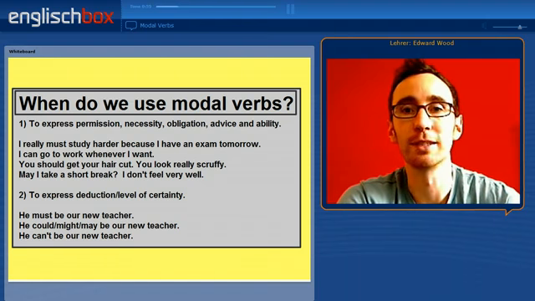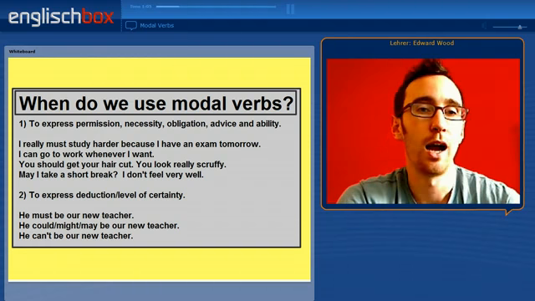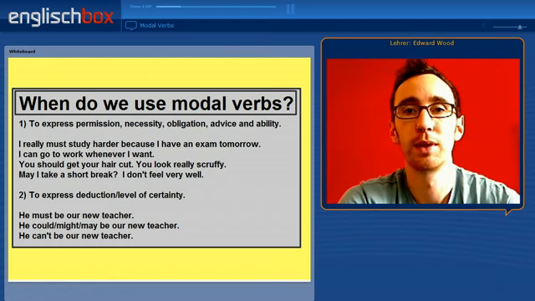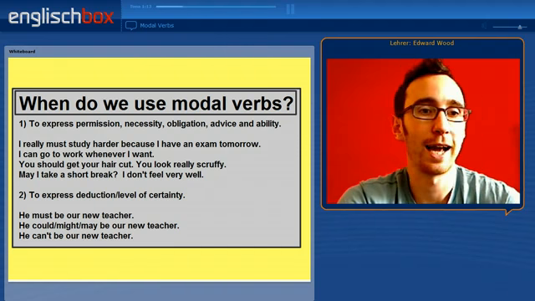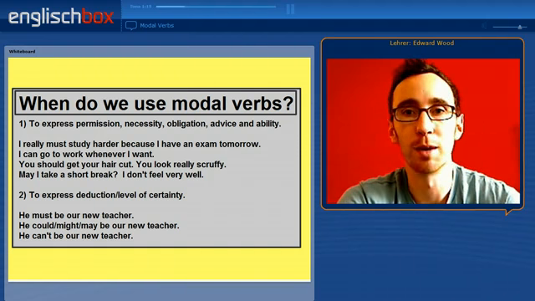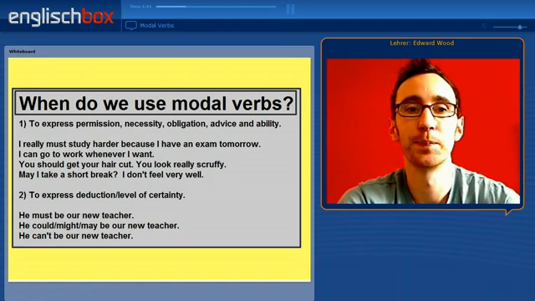Let's look at some examples to describe what I mean. I really must study harder because I have an exam tomorrow. Here the modal verb must expresses obligation. I can go to work whenever I want. Here the modal verb can expresses permission or perhaps ability.